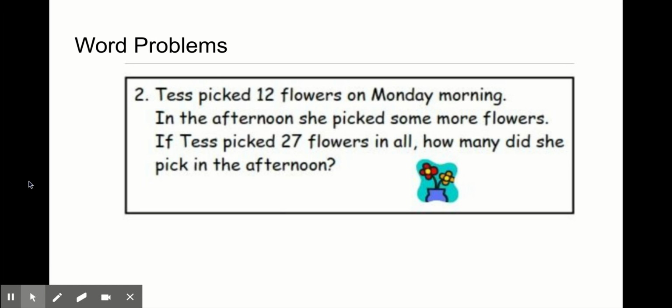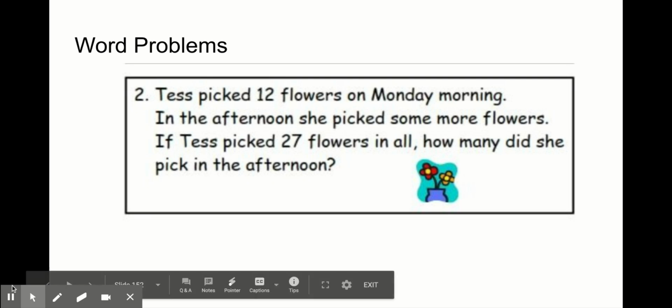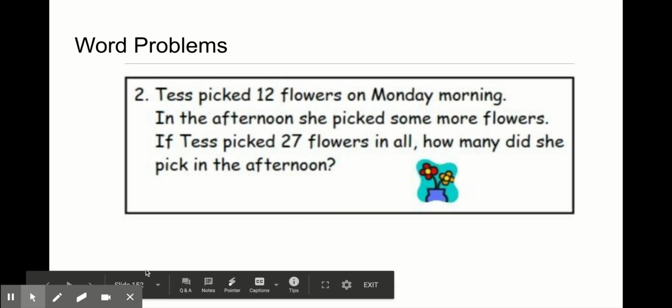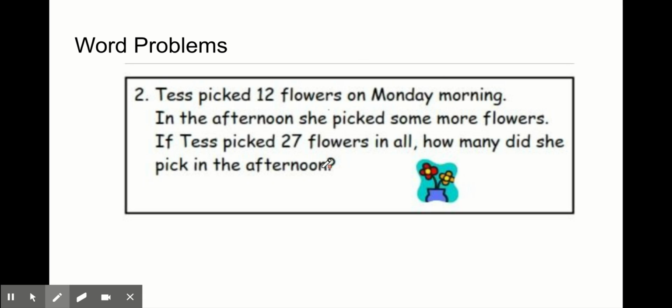Tess picked 12 flowers on Monday morning. In the afternoon, she picked some more flowers. If Tess picked 27 flowers in all, how many did she pick in the afternoon? First, we need to decide, are we adding or subtracting? One way we can do that is by thinking about if we have the parts or the whole.